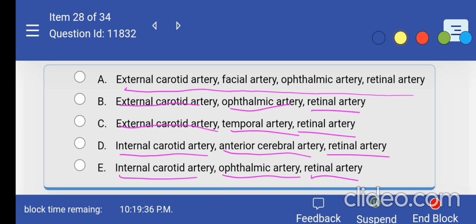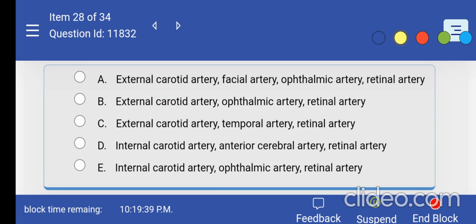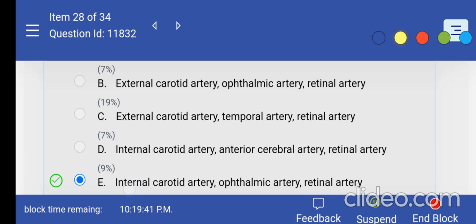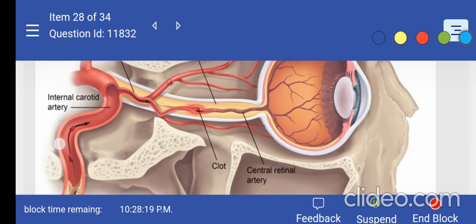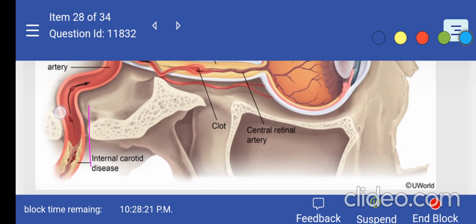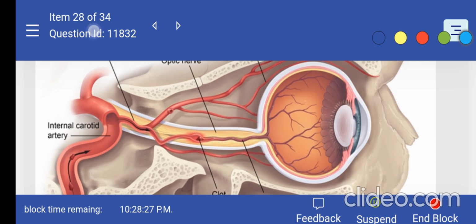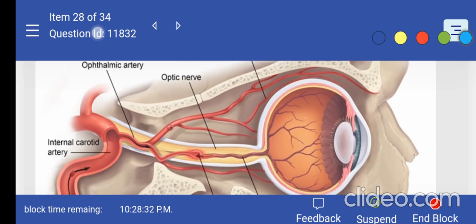So the correct answer for this question is option E, right? Okay, let us see the explanation. You would think, why did I select this option? Because these are the branches which are supplying the retina, right? So first we have the internal carotid artery, and that will branch to the ophthalmic artery, and that would give a branch to the retinal artery that will enter into the optic nerve, and that would supply the retina.